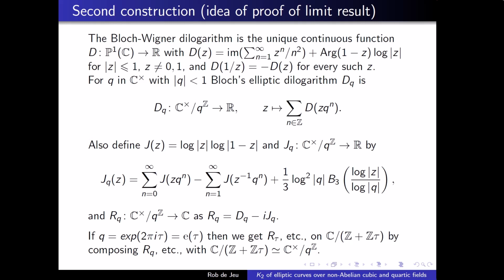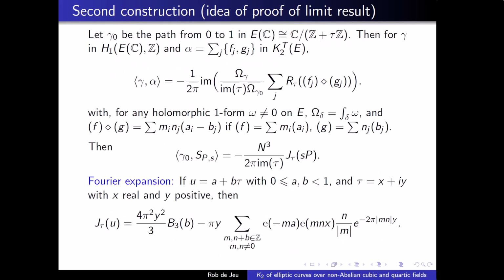So if you then look at your curve as C modulo a lattice rather than C star modulo the powers of q, you also get the dilogarithm, but then in terms of the tau rather than the q. And okay, so we need to know something about the pairing between an element in the kernel of the tame symbol and a loop. And this is actually known. This is, I think, also in the Irvine notes still.